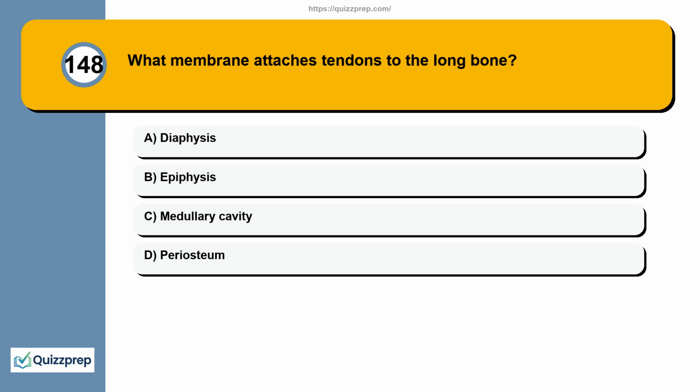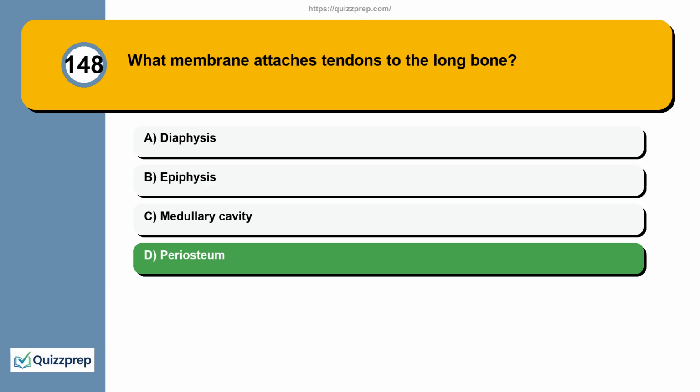Diaphysis. Question 148. What membrane attaches tendons to the long bone? Option A, diaphysis. Option B, epiphysis. Option C, medullary cavity. Option D, periosteum. The correct answer is option D, periosteum.